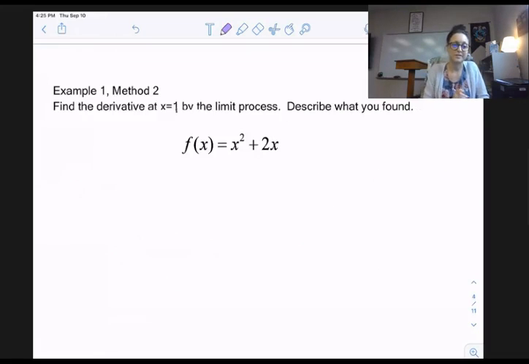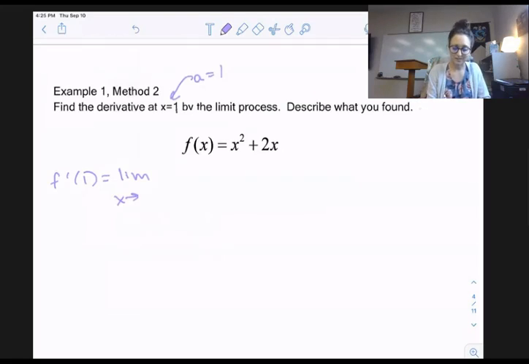All right, so we're going to have the same question just using method 2 here. So we're going to find f prime of 1 still. Using our method 2 formula, we take the limit as x approaches a. But what is a in this case? A is 1. So as x approaches 1, of f of x minus f of a, but again a is 1, all over x minus a, which again is 1. Okay? All right, so now let's fill this in for our f of x.